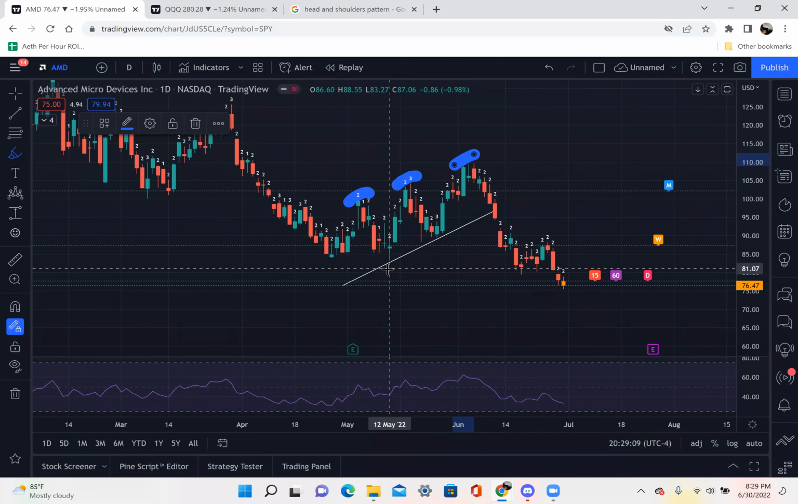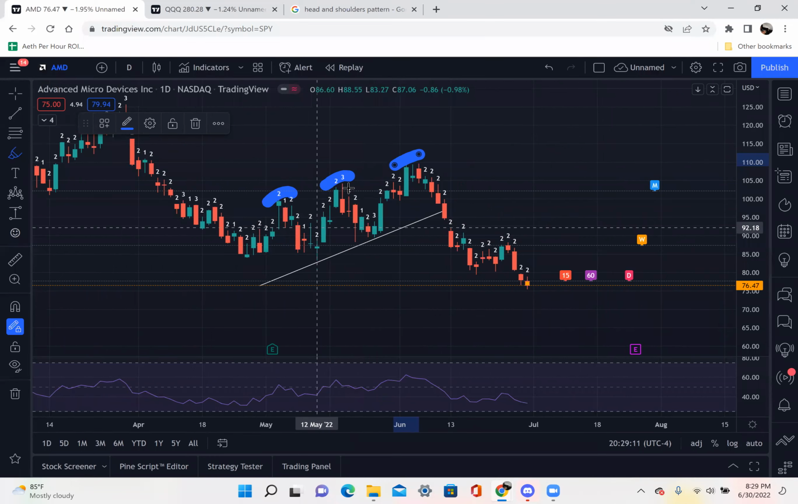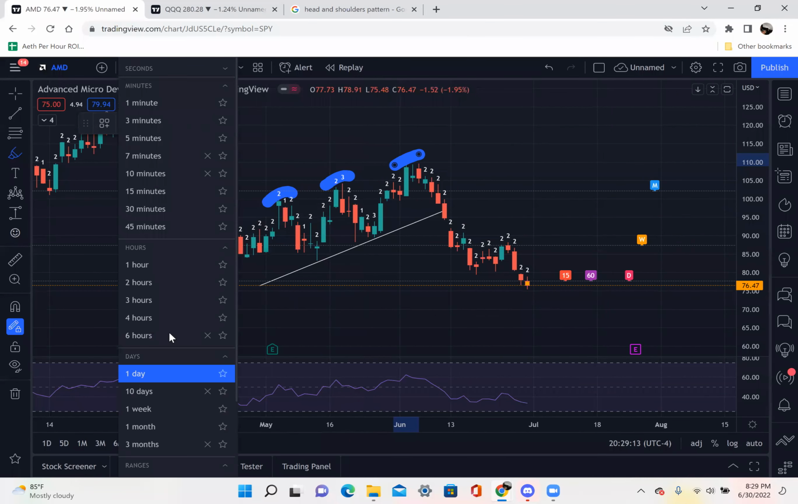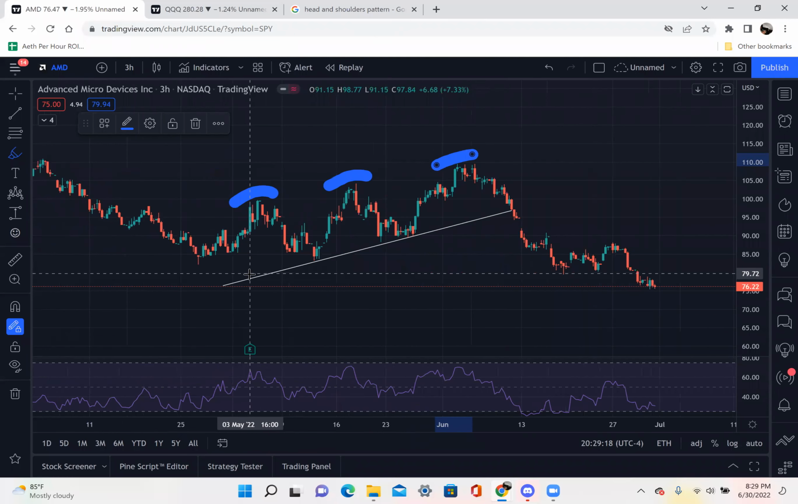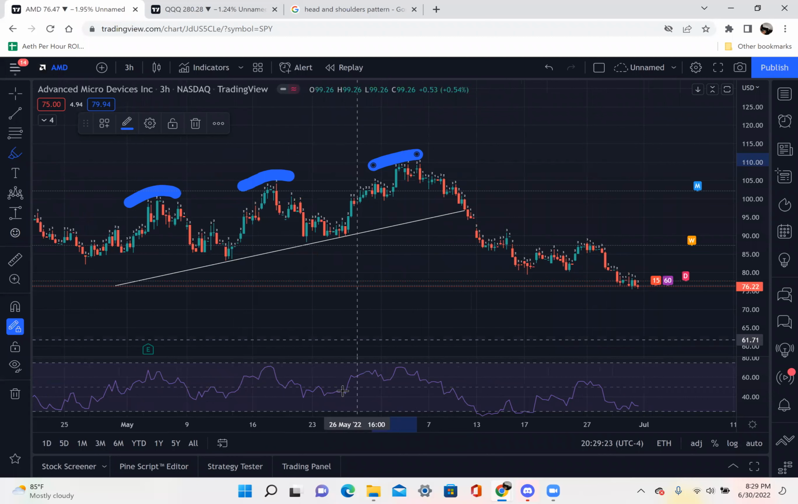Everybody sees things differently, right? But to me, if I was to take this to a smaller time frame, because this is on the daily chart, let's go see if we see a Head and Shoulders, and I'm already seeing one, bro. This needs to get better.